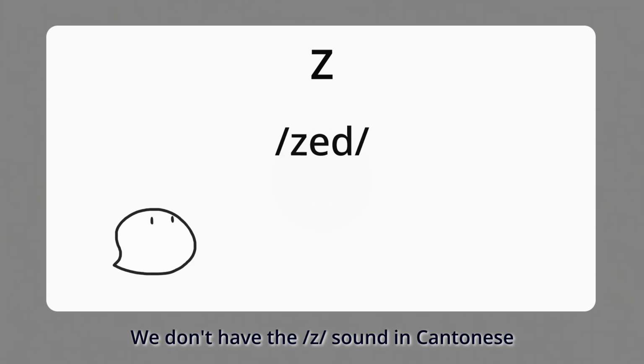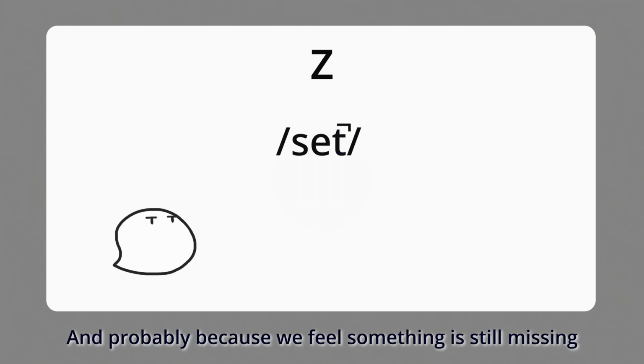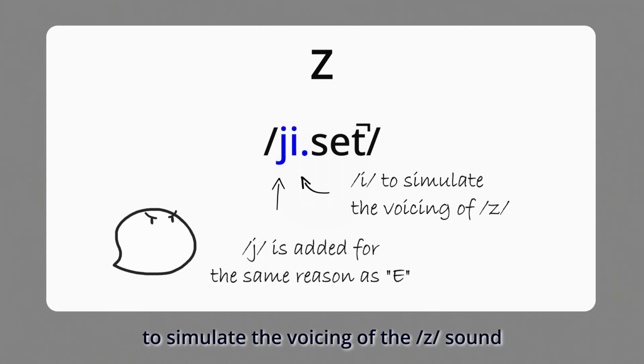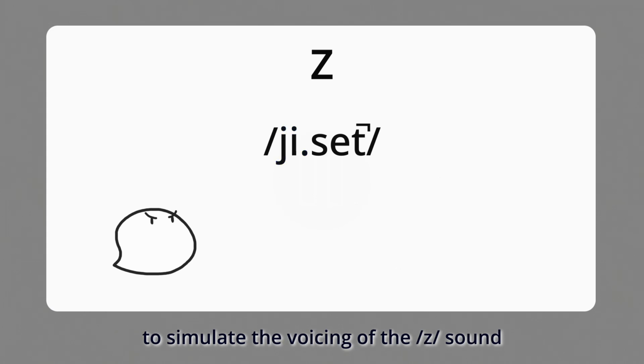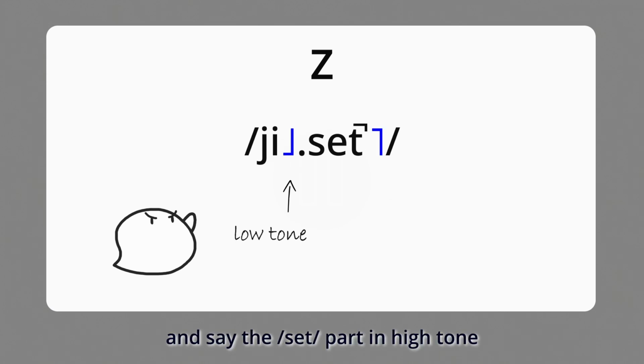Z. We don't have the Z sound in Cantonese, so we substitute that with the S sound. And probably because we feel something is still missing, we put an extra syllable before the S sound to simulate the voicing of the Z sound. But it's not an important sound, so we say it in low tone and say the S part in high tone.